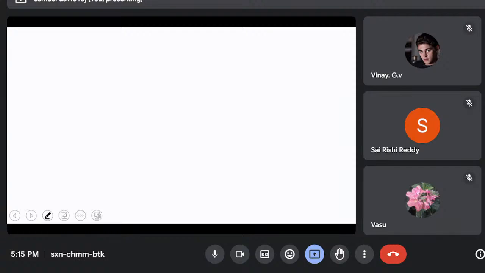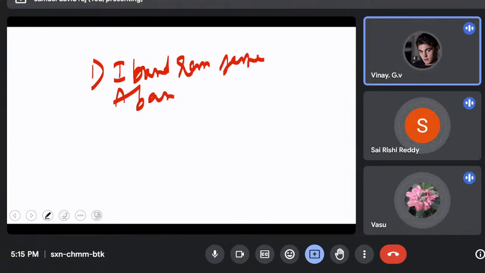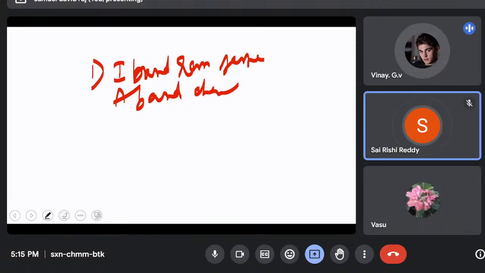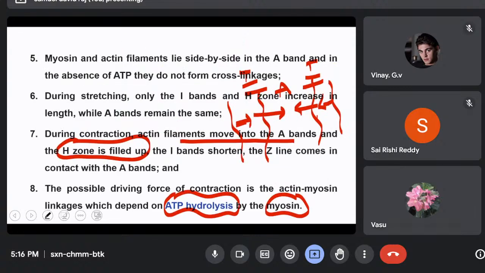During muscle contraction, the length of the H band decreases. Very good. The I band does not remain the same. The length of the I band decreases, and the length of the A band remains the same. That is what Hansen and Huxley explained to us.